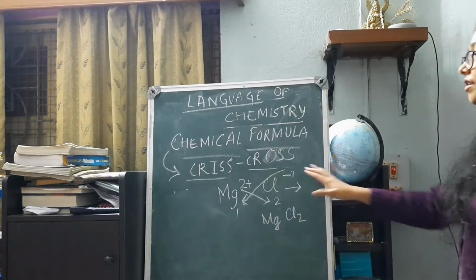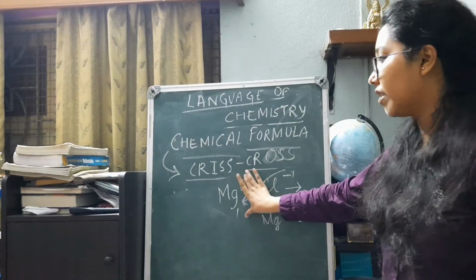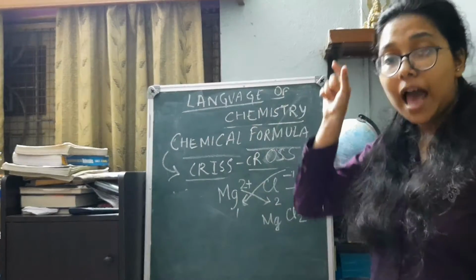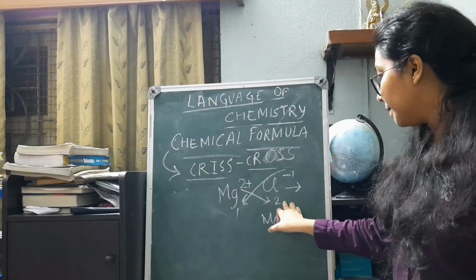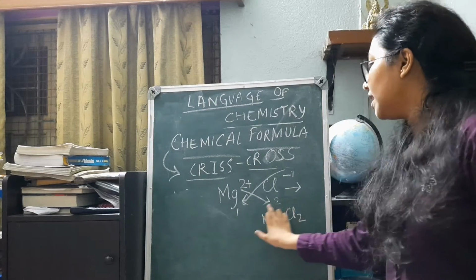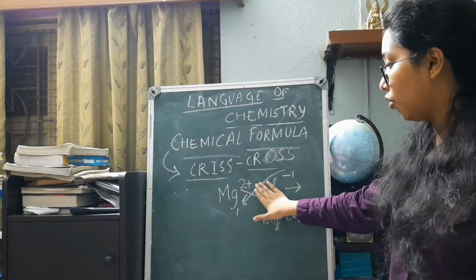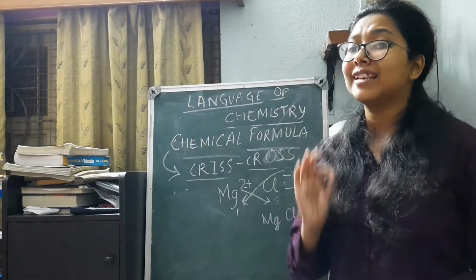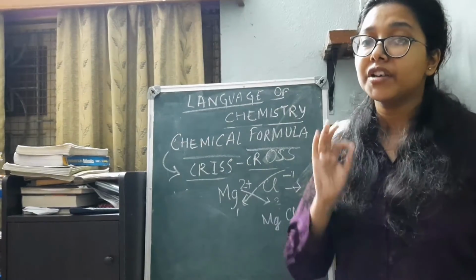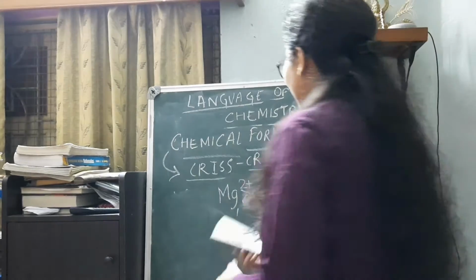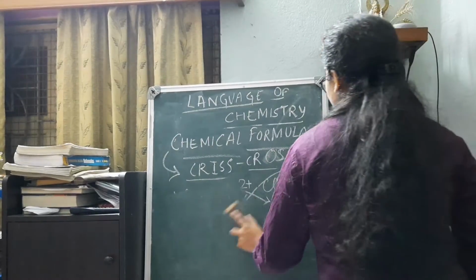So I hope you can understand what happens in the crisscross method. We write the cation, then the anion, then only the absolute value goes in there. So 2 has gone for this part, 1 has gone for this part, and we form MgCl2. So you have to ensure that you show these steps for the crisscross method. It carries marks.